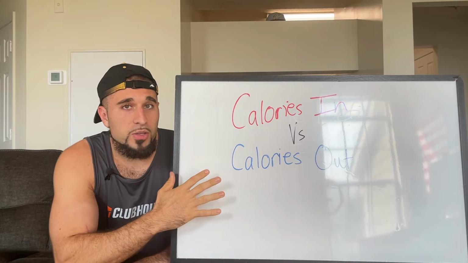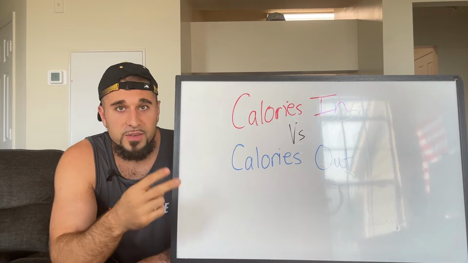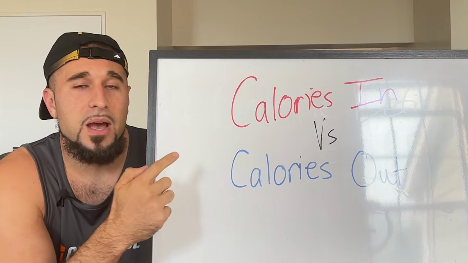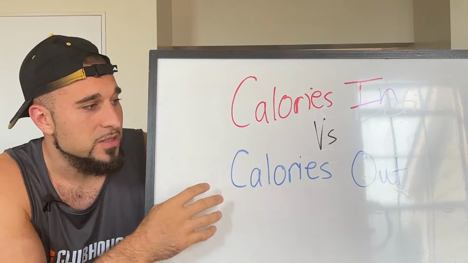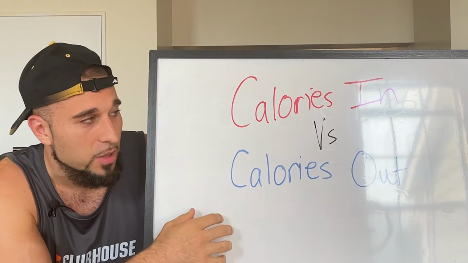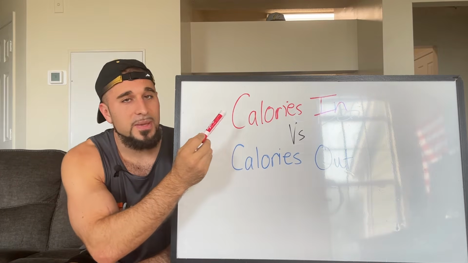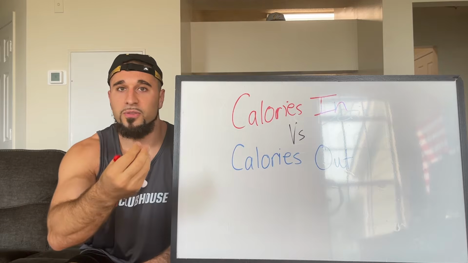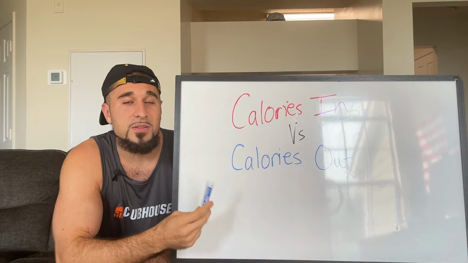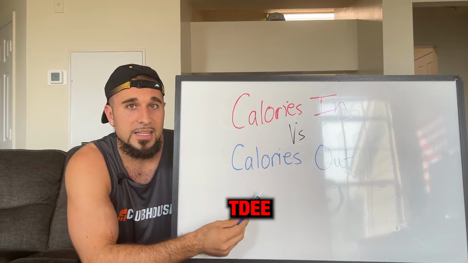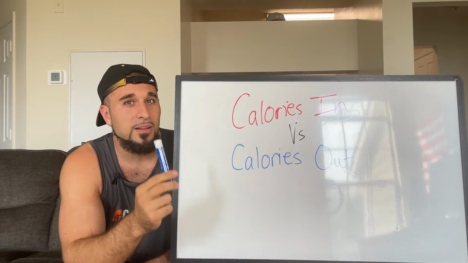So essentially what you're trying to do with a calorie deficit, you can think of it two ways, is have fewer calories coming in than calories going out. Or you can think of it as needing more calories going out than the calories coming in. The calories coming in are from what you consume with food, drinks, alcohol, all of that stuff. And the calories going out are what we call your TDEE, your total daily energy expenditure. Let's touch on that a little bit more right now.